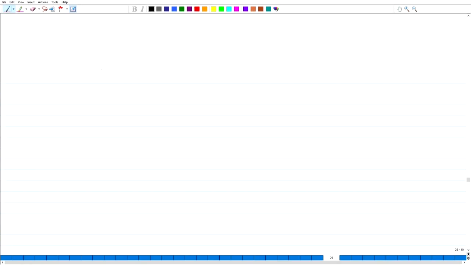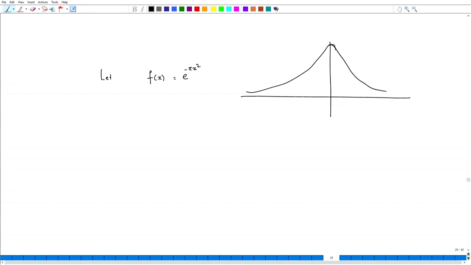So, let us first calculate the Fourier transform of a very nice function called the Gaussian. Let f of x be equal to e to the power minus pi x square. As you can see, it has a tremendous amount of decay. This function will decay very rapidly when we go across infinity. And now, if we want to calculate the Fourier transform of that, one of the standard techniques is via complex integration. However, we will do it in a different way.